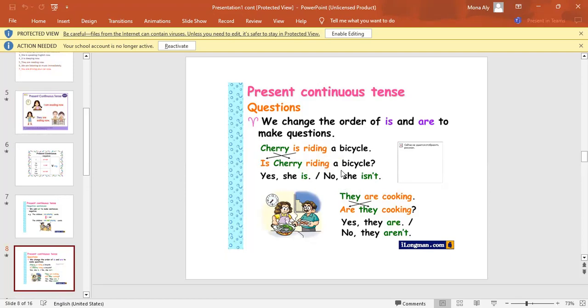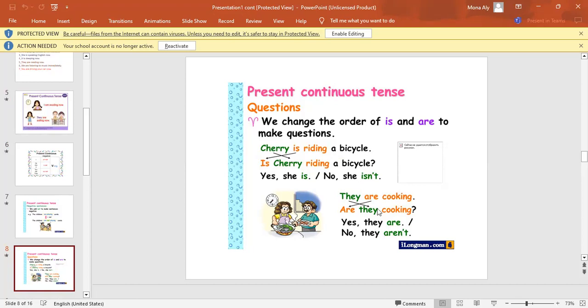Yes she is, no she isn't. اوكي. Are they cooking? Yes they are, no they aren't. عشان لو لقينا سؤال في الدايلوج بالpresent continuous بيبدأ ب verb to be am or is or are, the answer should be short answer. Okay?